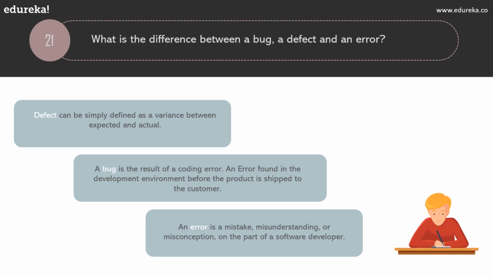Now, what exactly is an error? An error is a mistake, misunderstanding, or misconception on the part of a software developer. When I say software developer, it includes software engineers, programmers, analysts, testers, whoever is in contact with the software. So for example, a developer may misunderstand a design notation, or a programmer might just type a wrong variable name, which might lead to an error. An error normally arises in software and it leads to a change in the functionality of the program. So that's the difference between a bug, a defect, and an error.